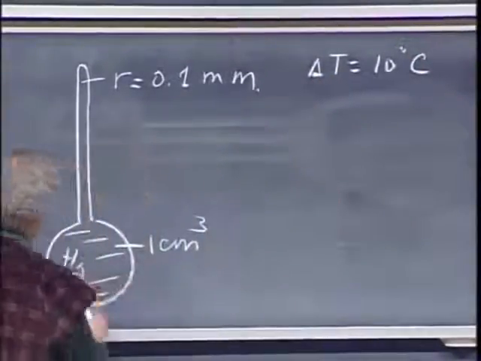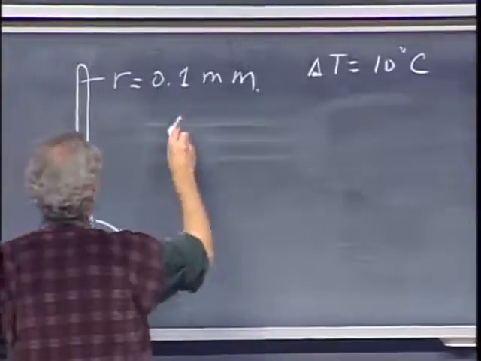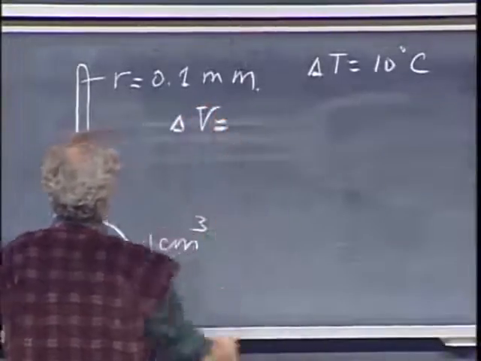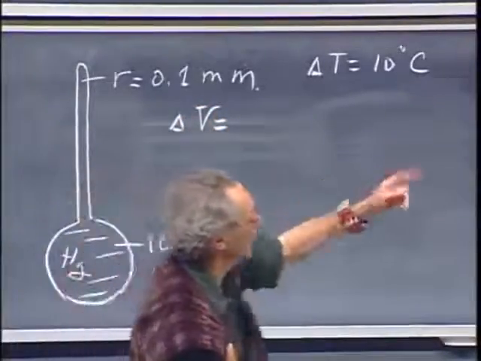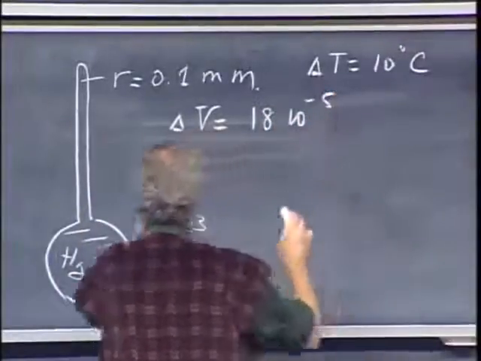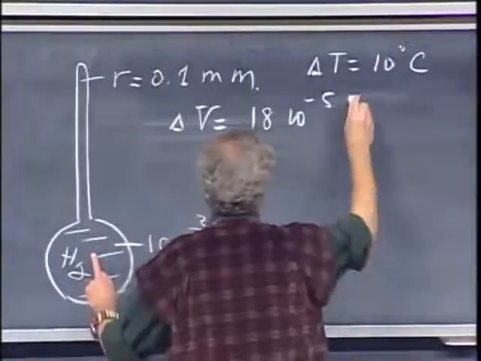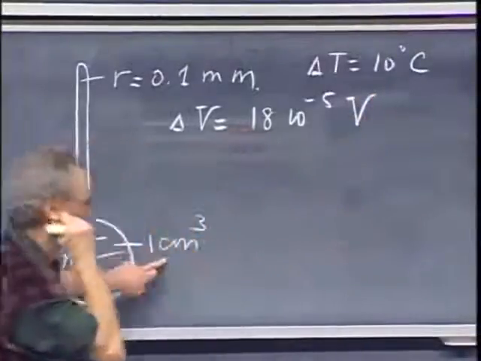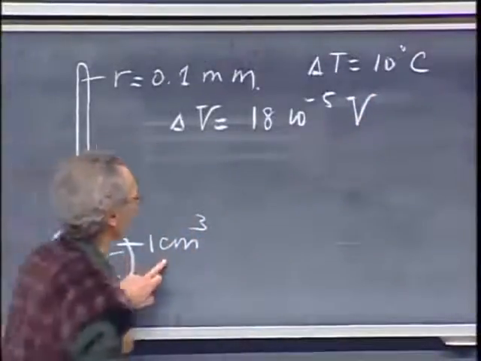So by how much will this volume expand? Well, delta V equals beta, 18 times 10 to the minus 5, times the volume, which is 1 cubic centimeter. Let me just put the volume in there. You may want to do it in cubic meters; I leave it up to you. Times the delta T.